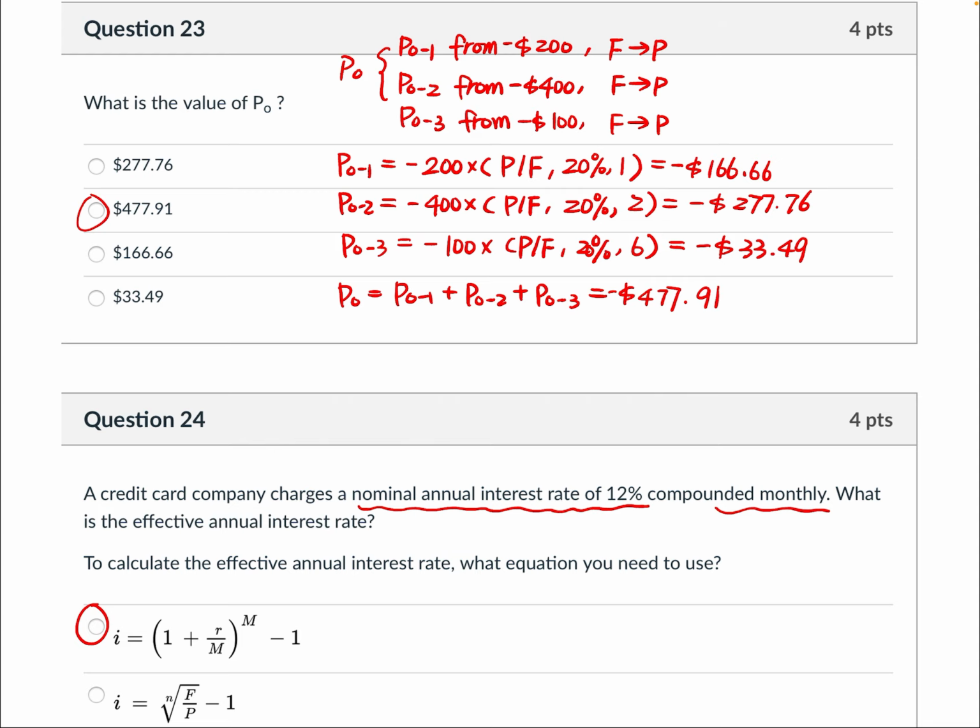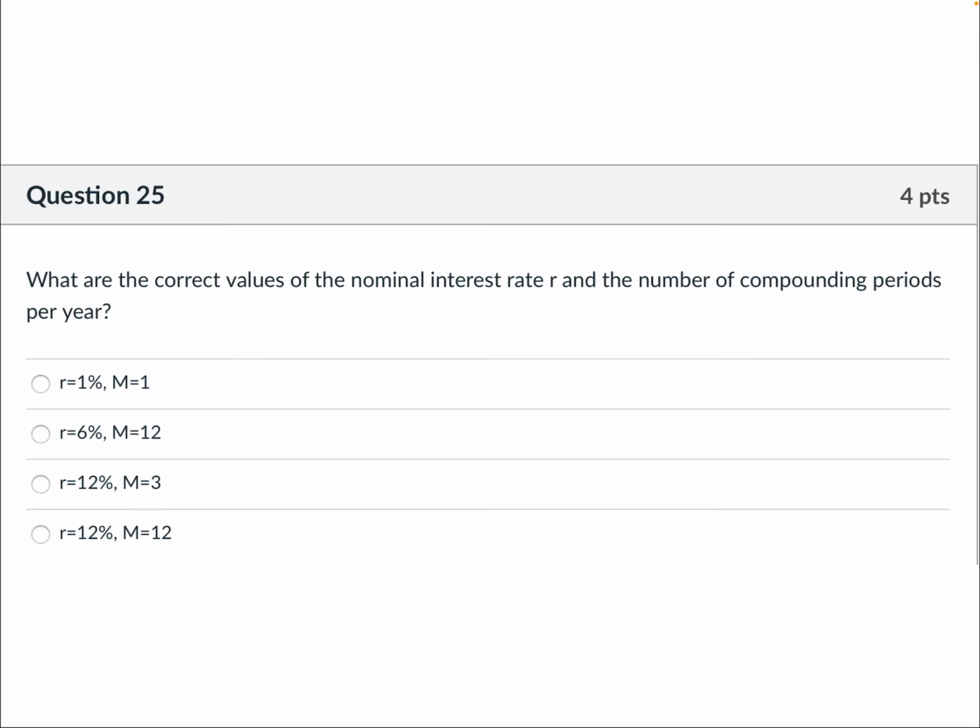But to use this formula, you need to determine what R is and what M is. R is the nominal annual interest rate, which is 12%. M is the number of compounding periods per year. Because it's compounded monthly, it's compounded every month. For a year, how many times is it compounded? There are 12 months a year, so it's compounded 12 times. So M is 12. In this question, R is 12% and M is 12.